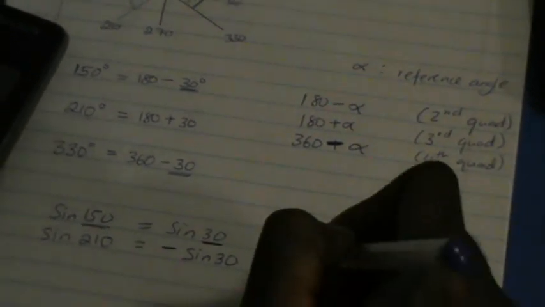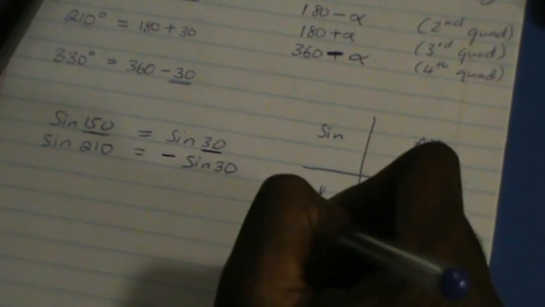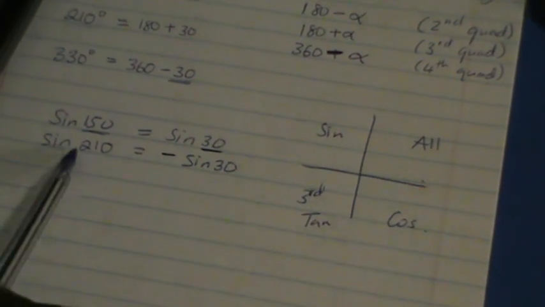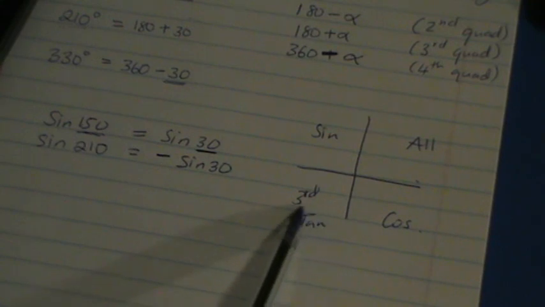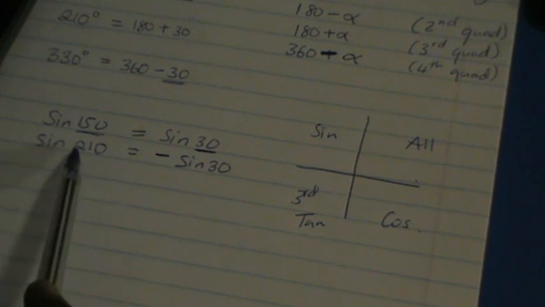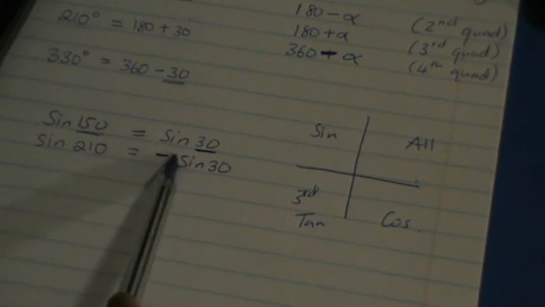If you remember what we did in class, we said that in the first quadrant, all the trigonometric ratios are positive. In the second quadrant, only sine is positive. In the third quadrant, only tan is positive. And in the fourth quadrant, only cos is positive. Now 210 is in the third quadrant, and only tan of an angle in the third quadrant is positive. So it makes sense that sine of 210 is negative half. The value half is the same except for the sign.